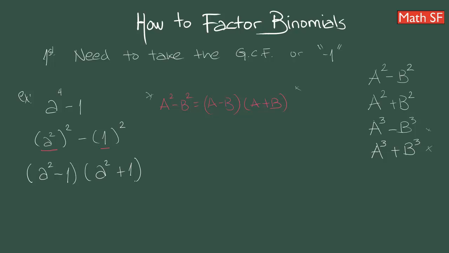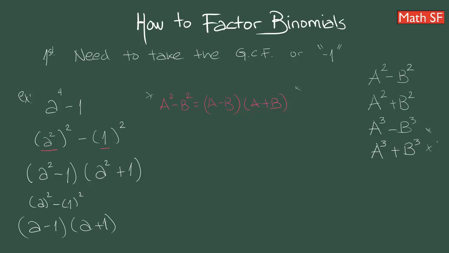Are we done factoring this? Let's double check. Can you still factor a squared minus 1? Let's see. Well, it's not cubes, it's not a sum of squares, maybe it's a difference of squares. Let's see if we can write that with parentheses. That will be a squared minus what squared gives you 1. Oh, then yes, this can be a difference of squares. So if you factor that, that's going to give you a minus 1 times a plus 1.